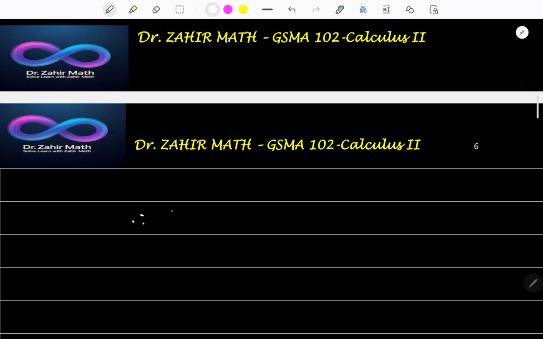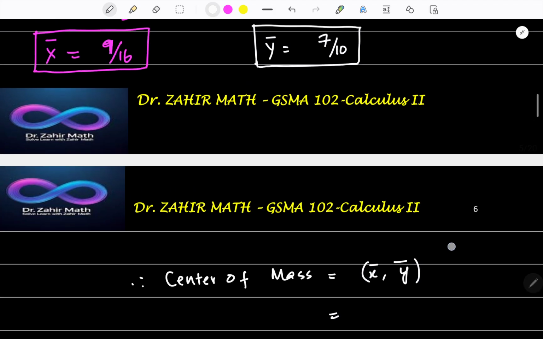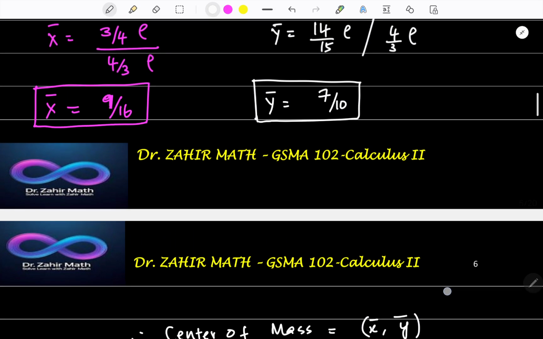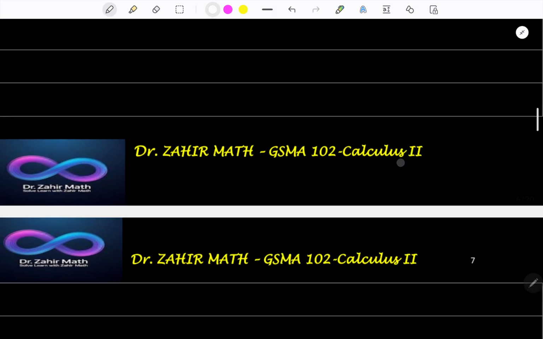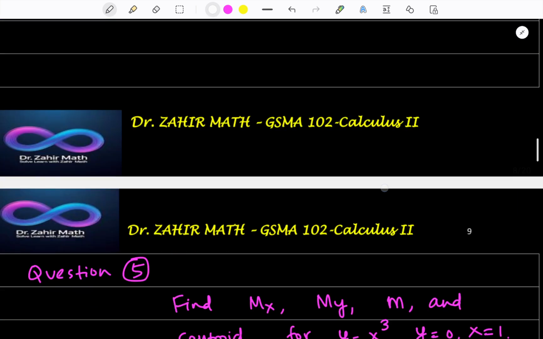So therefore your centroid or center of mass, both are the same words, whichever word you want you can take. X bar and y bar are given by the values 9/16 and 7/10. So this is your center of mass. Keep in mind, its integration is very simple. You don't need to think anything. The only thing is you need to memorize the rule. Let's go to the next question.